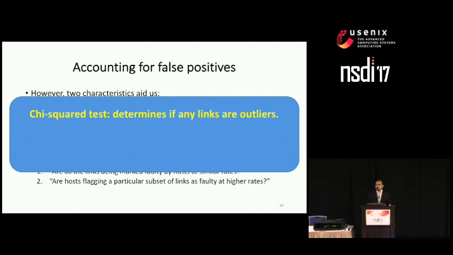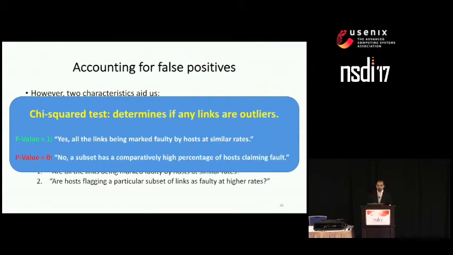Once again, it turns out that there is a statistical test that we can use to answer just this question. It's the Chi-square test. It outputs a p-value ranging from 0 to 1. A p-value of close to 1 means that, yes, all of the links are being marked faulty by hosts at similar rates. A p-value close to 0 means that no, a subset of these links has a comparatively high percentage of hosts claiming that it is faulty.